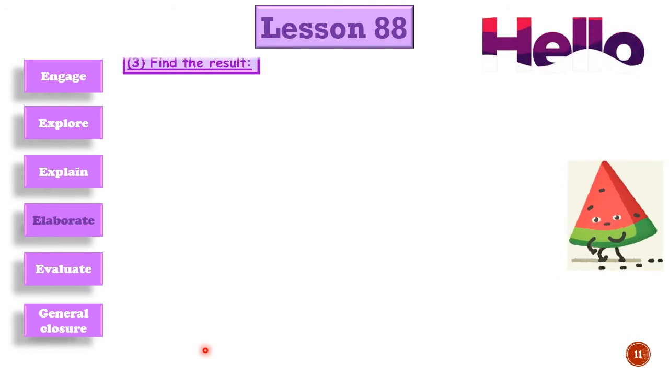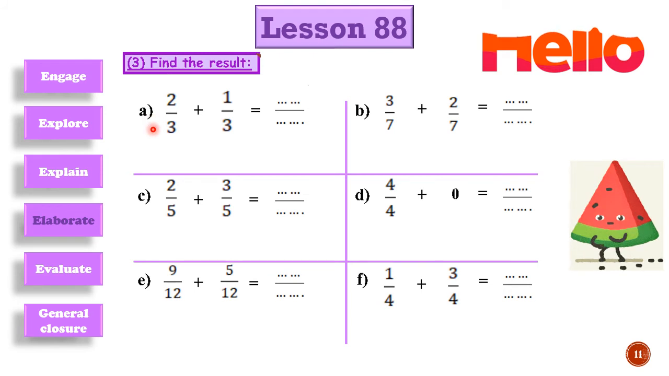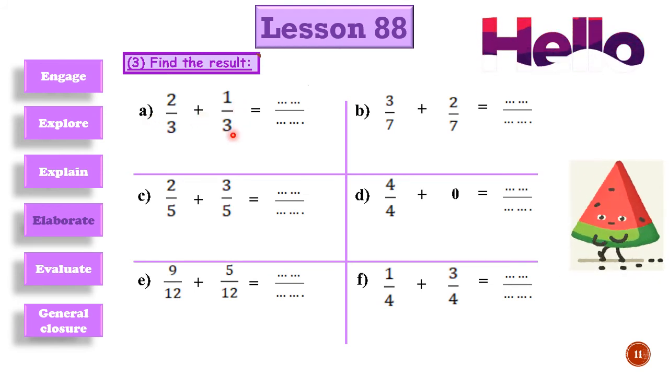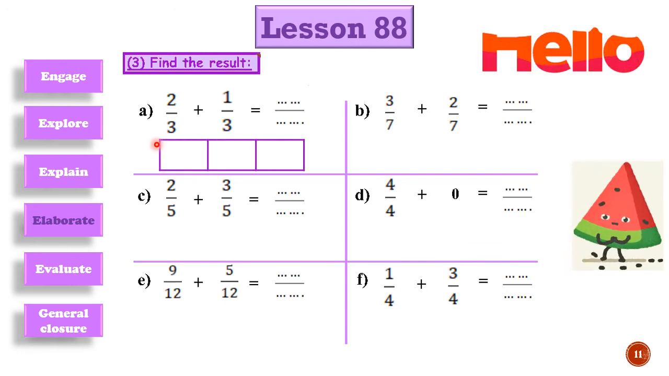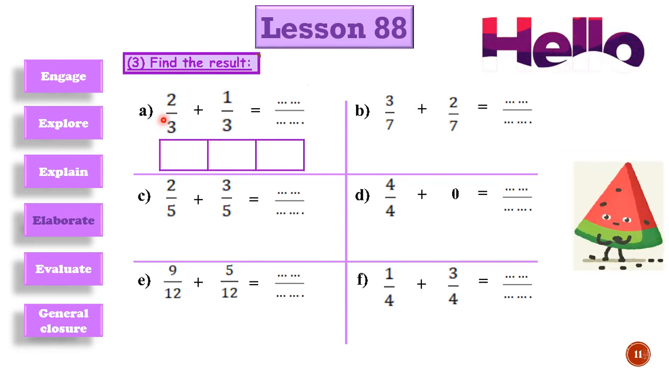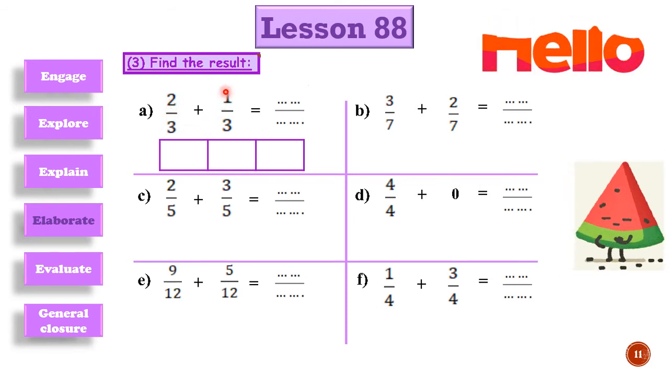Now let's go to our new exercises. Well, this part, adding fractions. Here we have 2/3 plus 1/3. We can represent it on our fraction strip like this, divided into 3 equal parts, as the denominator says. Here we will color 2 parts out of 3 and 1 part out of 3, like this.